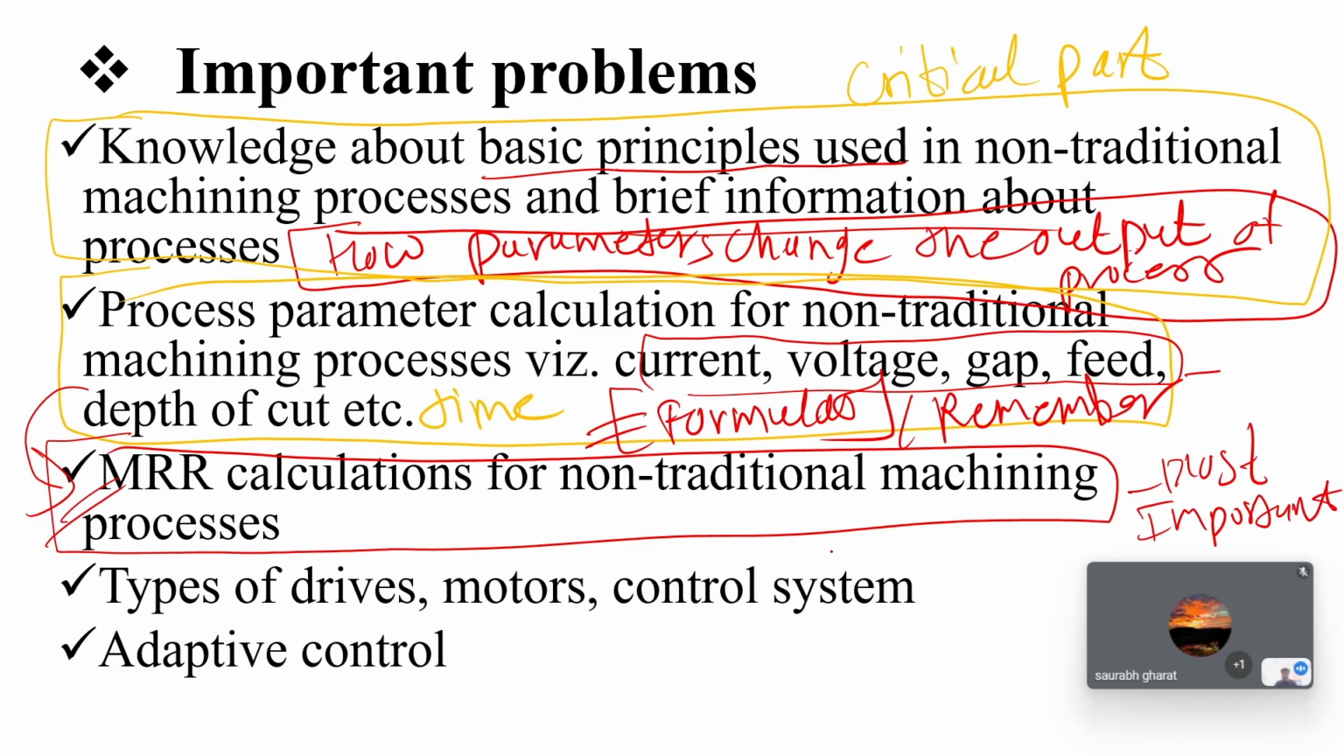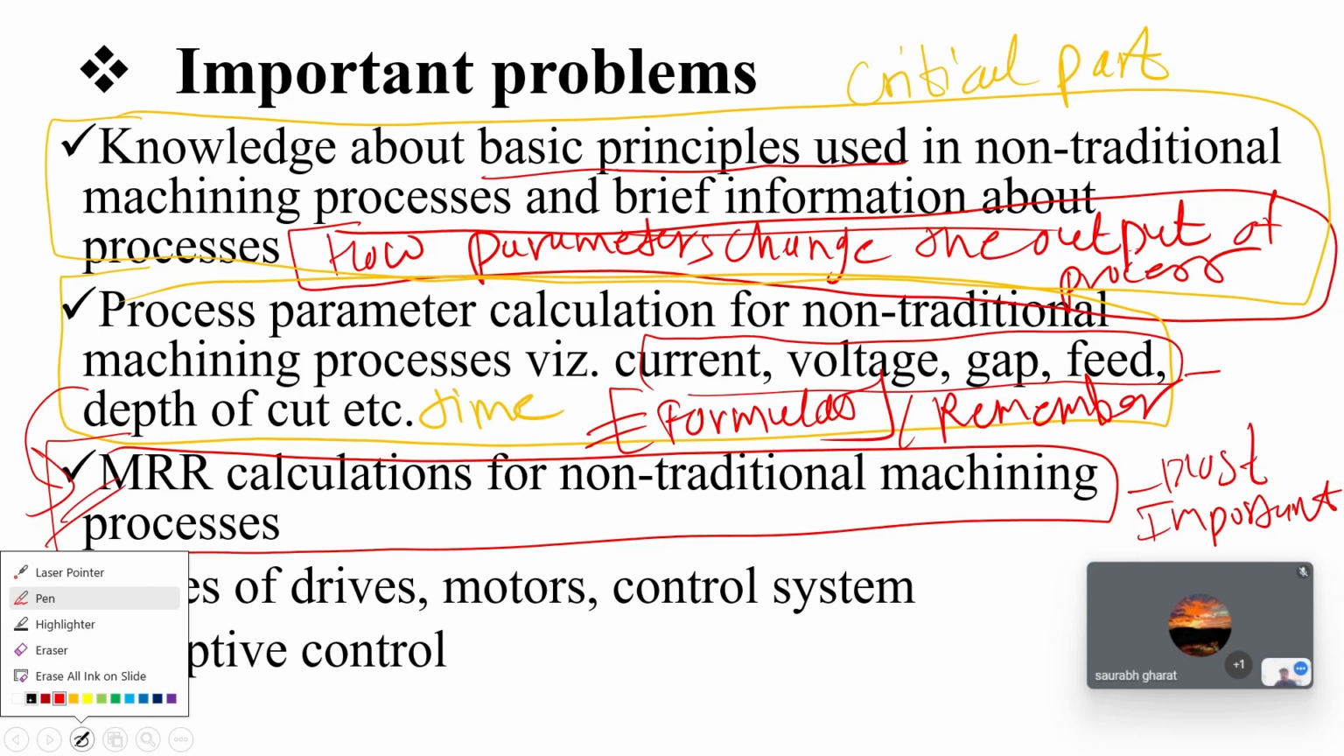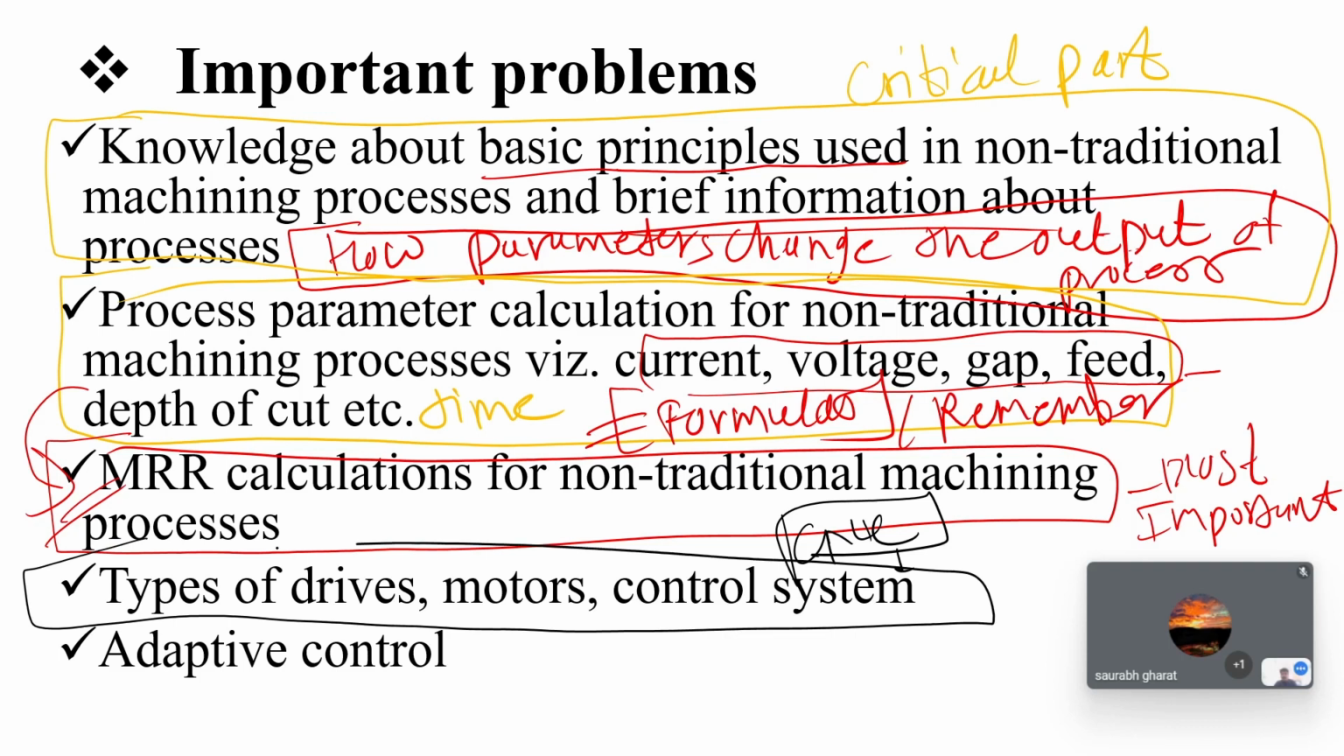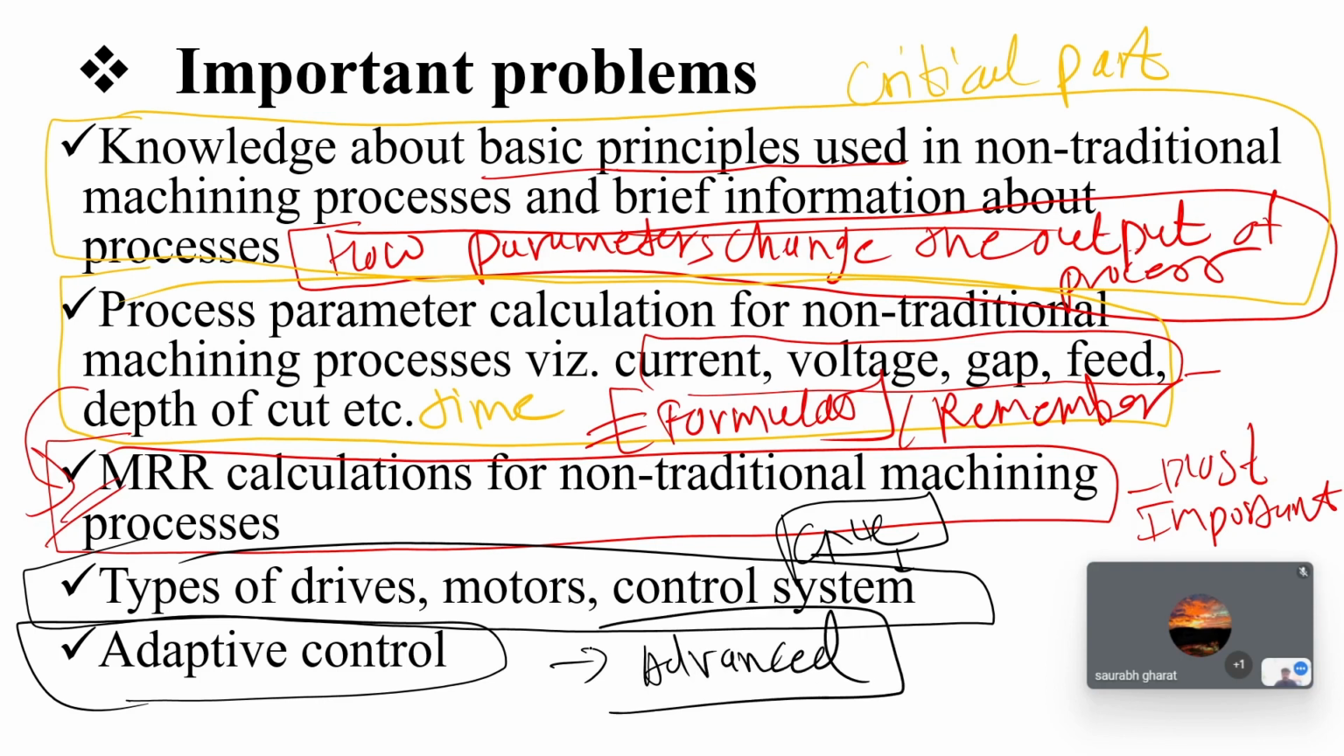And types of drives when you go for CNC. Right now you have moved to the CNC part. In that case, you will have types of drives, motors, control systems, and adaptive control, which is more advanced. So types of drives, motors, and control systems: open loop, closed loop, stepper motors. You have different kinds of motors and drives that are used there.